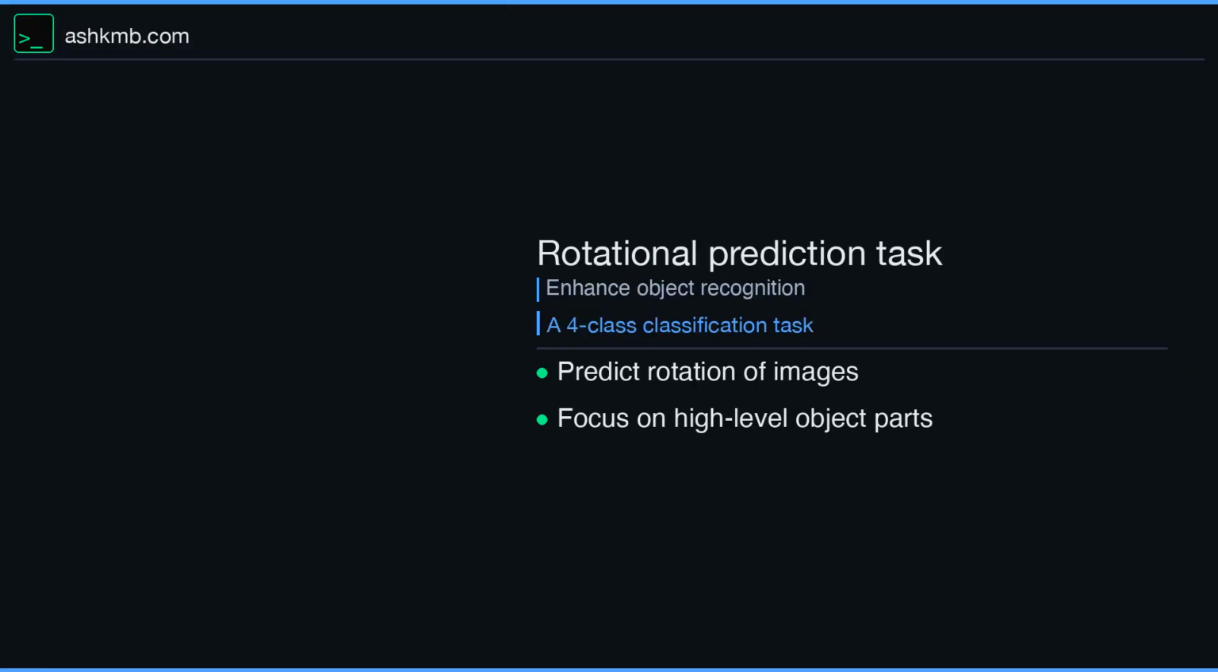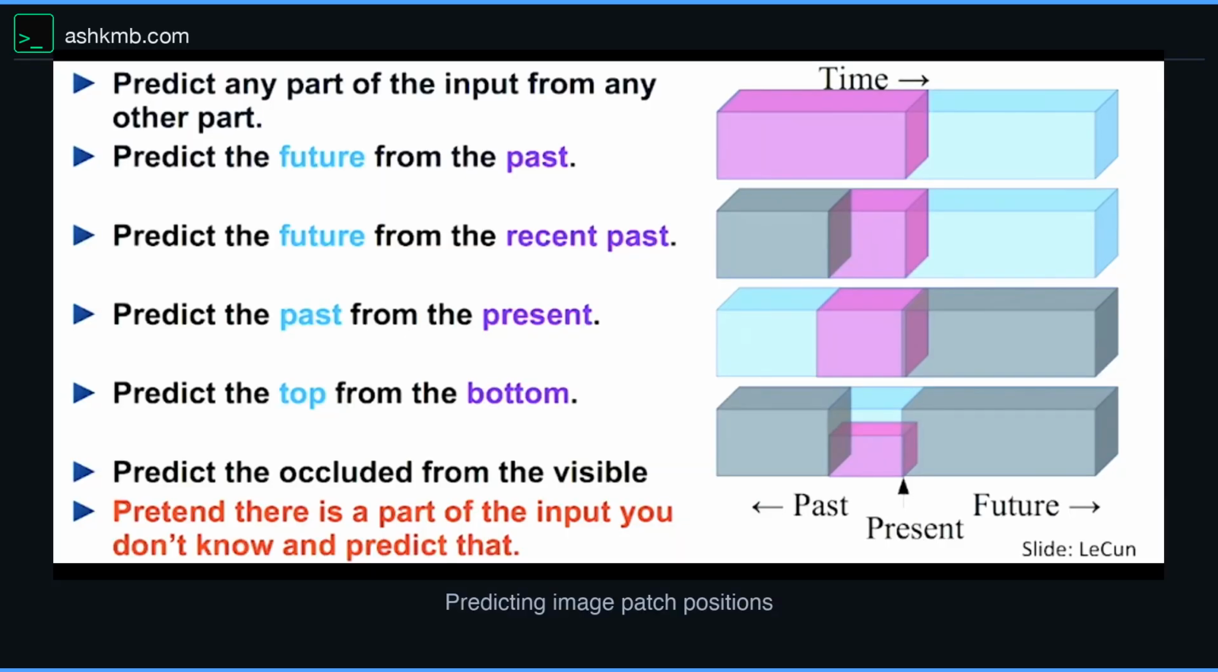Rotational prediction is a useful self-supervised task. Training a model to predict the rotation applied to an image helps it learn semantic concepts by forcing it to recognize high-level object parts. Predicting relative positions of image patches helps learn spatial context. This pretext task requires the model to understand the relationships between patches, fostering learning invariant features.